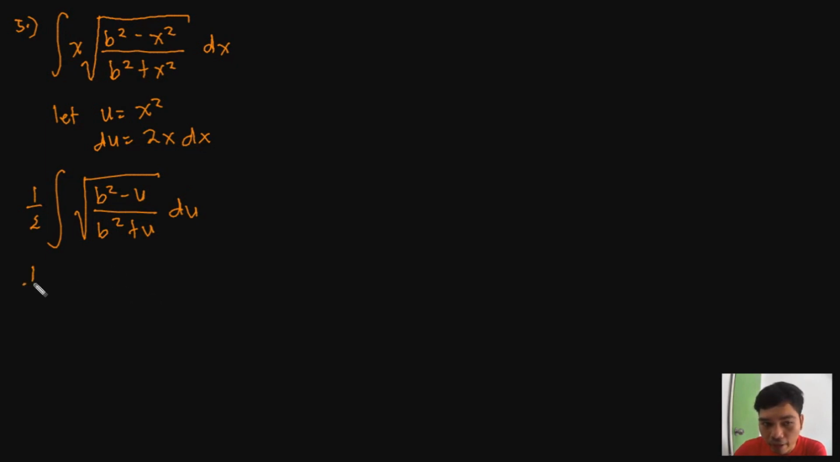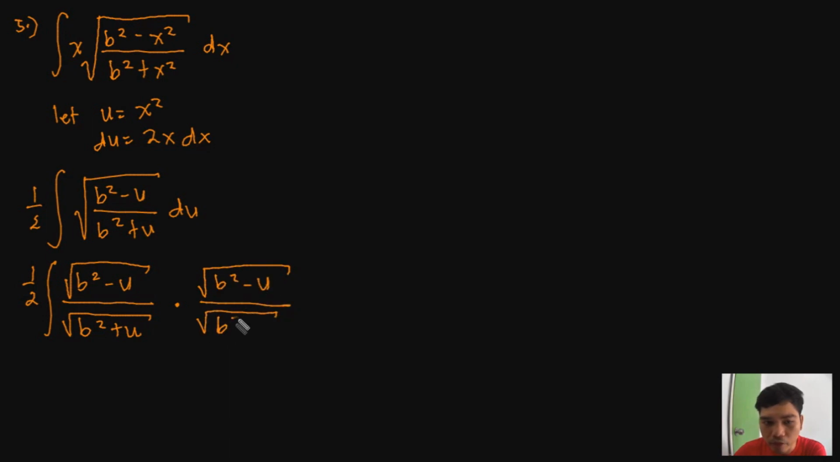So one half the integral of this is square root of... actually you can just separate na yung ating integral, radical sign, pwede naman yun para mas makita nyo na maigi. Then I'll try to redefine this. Actually pwede nyo i-redefine siya either numerator or denominator, but for this case I think I'll use yung ating conjugate. So that is square root of b squared minus u, and then square root of b squared minus u. Bali, conjugate nung ating denominator.